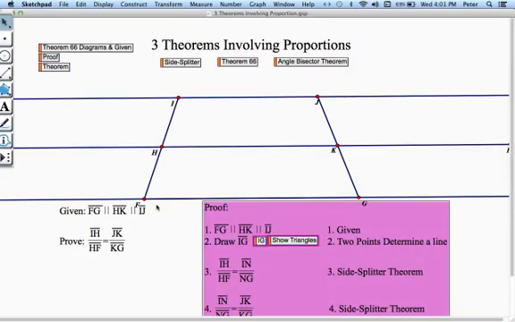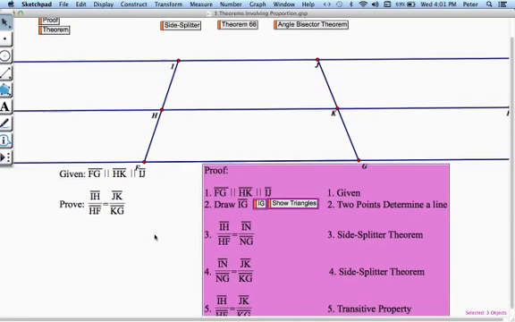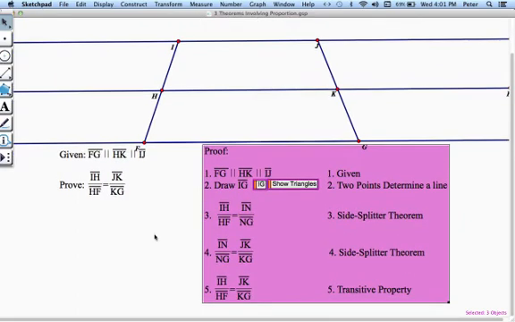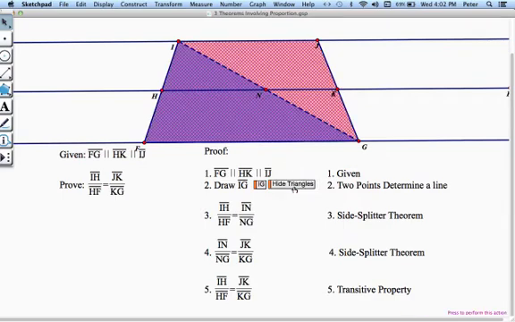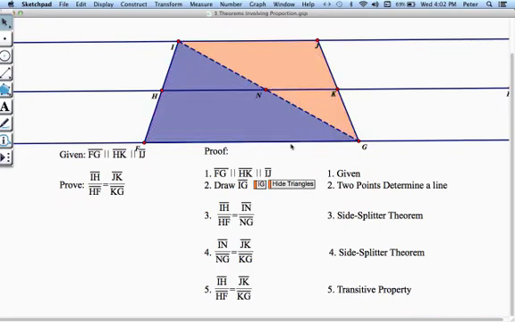Okay, I'll start out with, let's scroll up a bit, and we'll see that we get through the givens. The first step is going to draw IG. That's a segment from I to G, and it intersects HK at N. Well, when it does that, it creates two triangles. Now, those two triangles, we can apply the side splitter theorem to each one.